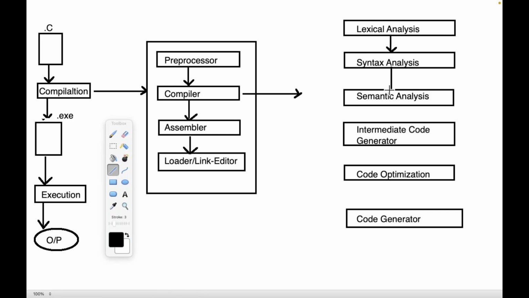After completion of the lexical analysis, syntax analysis will start. After completion of the syntax analysis, semantic analysis will start. After completion of the semantic analysis, intermediate code generation. After that, code optimization. After that, code generation. This code generation phase will generate the low level code directly. Code generation phase will generate what there? Low level code. Understand it now?